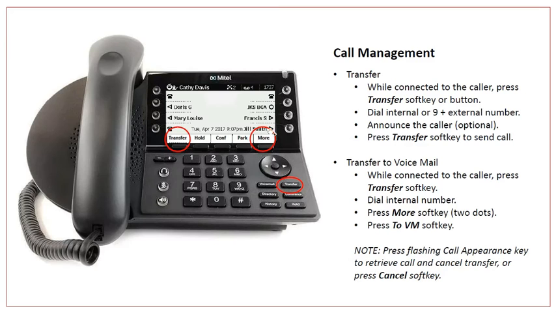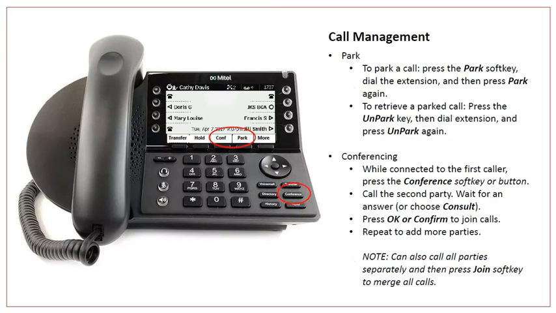You will see a more or 2 dots key depending on the software level of your phone. When you press the more or 2 dot key, you will see a key that says to VM, just like we saw when we redirected a ringing call. When I press that to VM key, it goes immediately to that person's voicemail. It does not ring their phone.